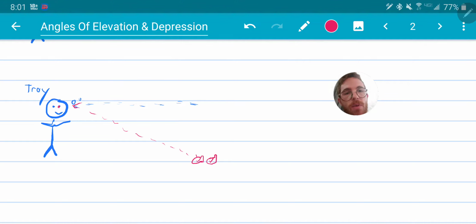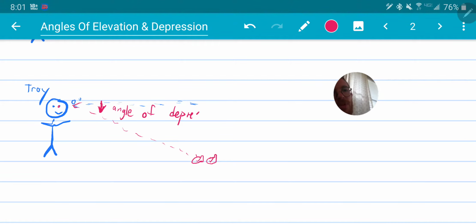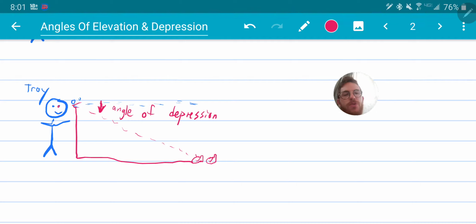So, right here is the change in angle. Notice, from going straight out to where he then looked, right here is the change. Right here is what we would call the angle of depression. It's right there. So notice now, if I do form a triangle with Troy and the shoes, the angle of depression is outside of that triangle.